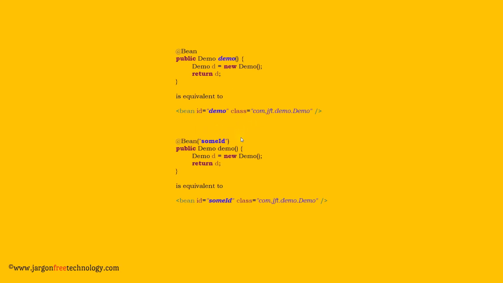If we want to provide a custom value for the ID, then we can specify it along with the @Bean annotation. Now the ID of the bean will be some ID. Let me switch over to STS.